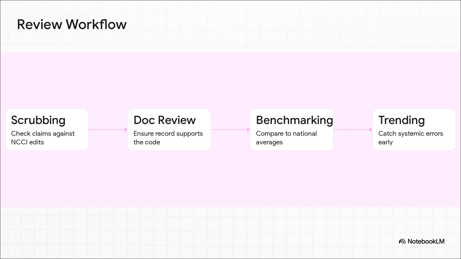First up, claim scrubbing. You must use software to check your claims against NCCI edits. Those are the National Correct Coding Initiative rules. This catches bundling issues early. Second is manual documentation review for high-risk modifiers. You have to ensure the medical record actually supports the code. Third is benchmark comparison, meaning you compare your practice's modifier usage rates to national specialty averages. And fourth, denial trending. This is what helps catch systemic errors before they completely wreck your review cycle.